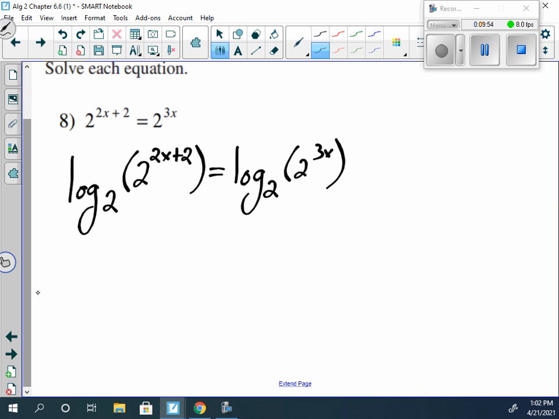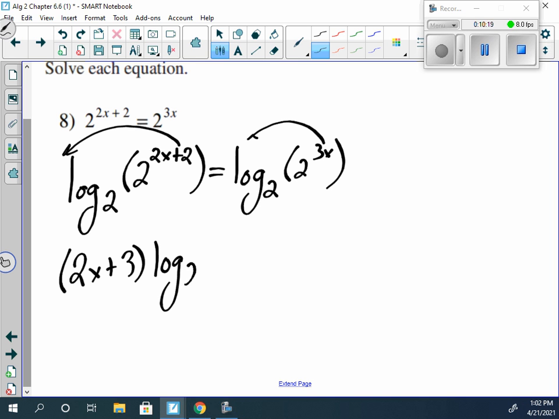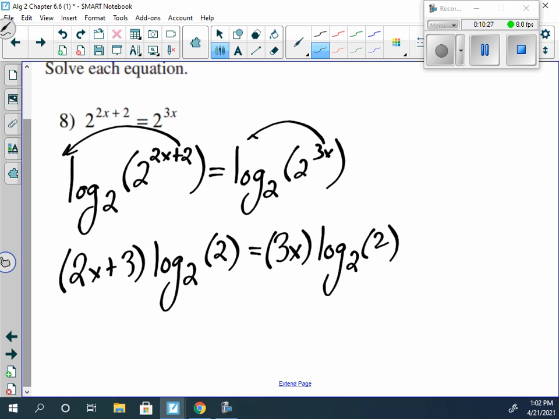Now, our power property that we talked about on Monday said that I can take the exponent of whatever's inside. If whatever's inside the logarithm has an exponent, we can take it and move it out front, which means I can move both of these out front. So for this one here, we would have 2x plus 3 times log base 2 of 2 is equal to 3x times log base 2 of 2. So that's just our power property. We used it on Monday. We worked with it then.